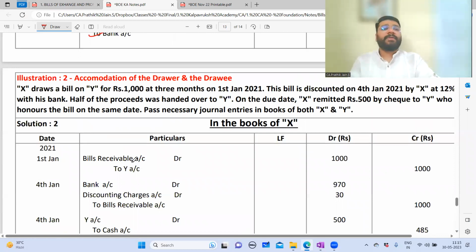Now guys, illustration 2. Accommodation of the drawer and the drawee, which means what? Here, one person will draw the bill on another person. But here help is given to whom? Both the drawer and the drawee.